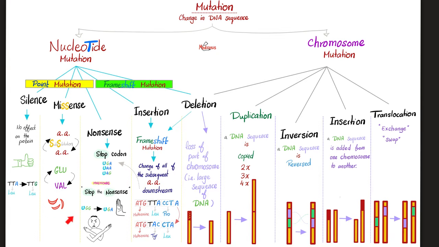And by the way, I have a video about sickle cell disease and sickle cell trait on my YouTube channel in my hematology playlist. How about nonsense? That's the stop codon. Example, I had UGG, it became UGA.